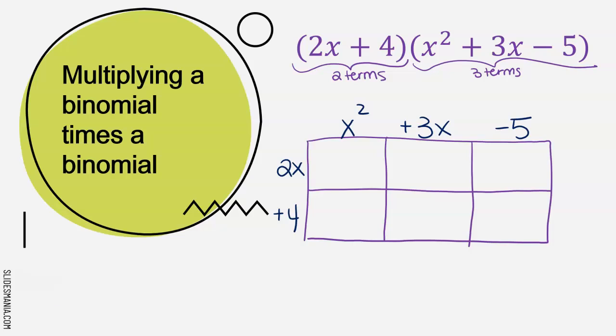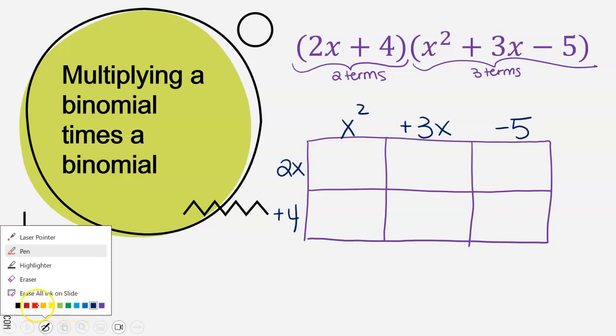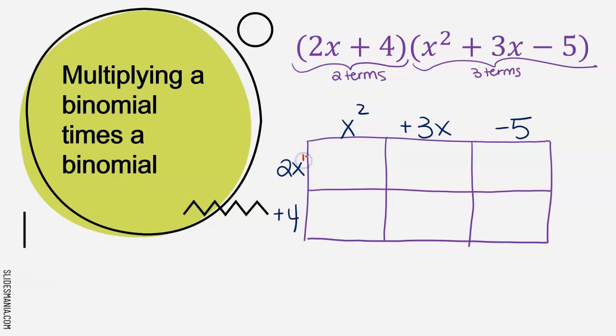Now I have a bunch of mini multiplication problems again. So remember there's that little imaginary 1 on those x's. Sometimes it's helpful to put those in advance. But in this first box, I'm going to multiply 2x times x to the power of 2. That's going to give me 2x to the power of 3. Then I have 3x to the power of 1 times 2x to the power of 1, which gives me 6x to the power of 2. In the third box, I have negative 5 times 2x to the power of 1. That's going to give me negative 10x.